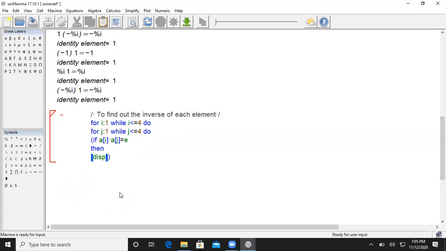display ai star aj, then print inverse of ai is aj.